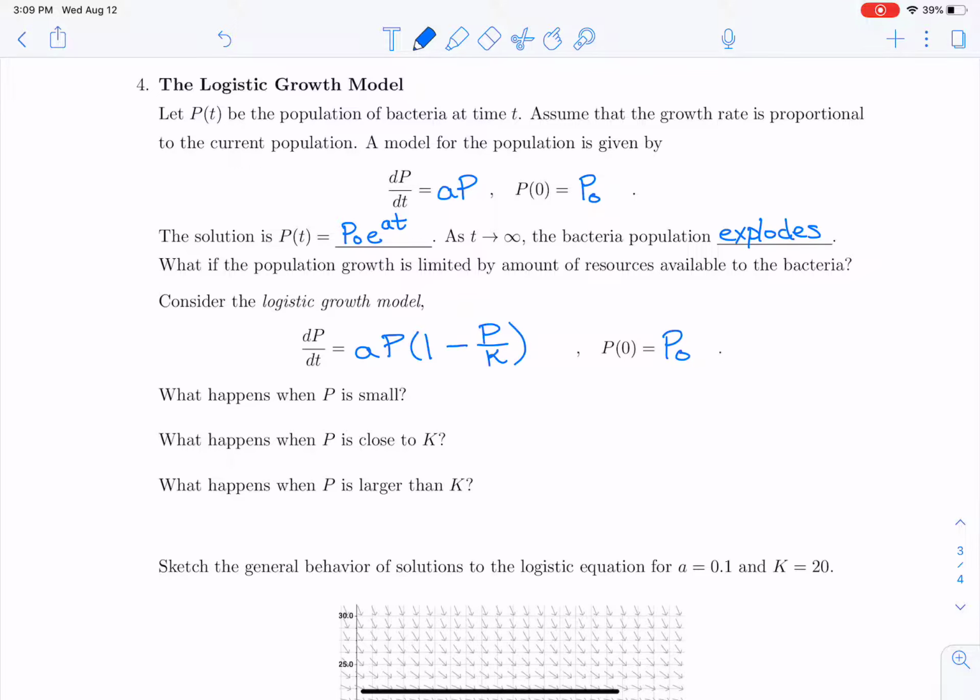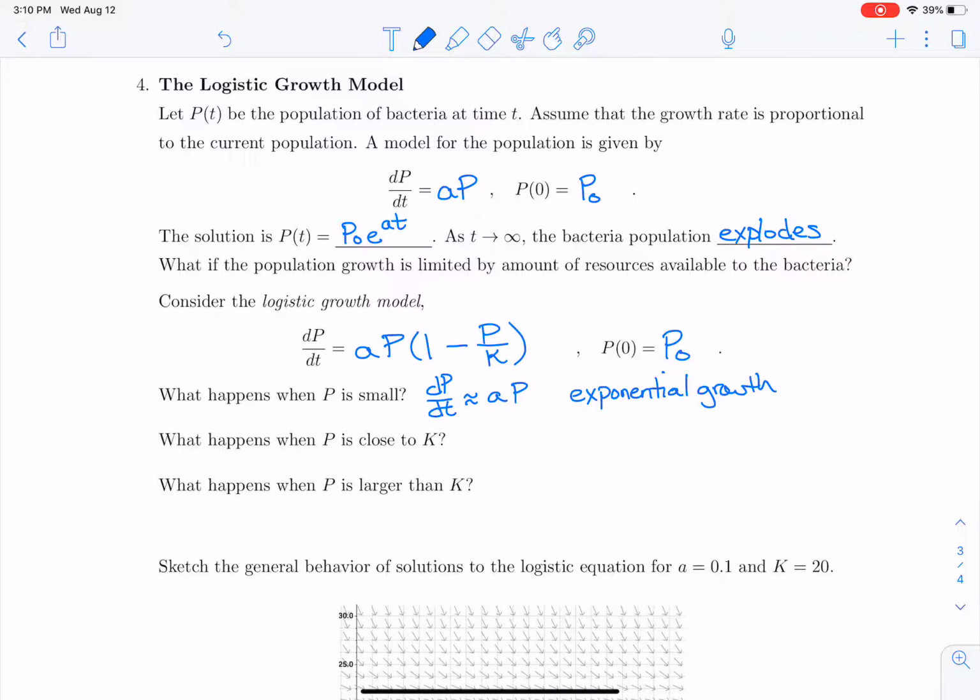We're saying that the growth of the population is proportional to P, but it's also proportional to this term 1 - P/K. Let's see what the effect is. What happens when P is small? If P is small, then P/K is going to be even smaller, and so 1 minus a small number is close to 1. In that case, dP/dt is approximately equal to aP. So when P is small, we have exponential growth. There really is no change in that case.